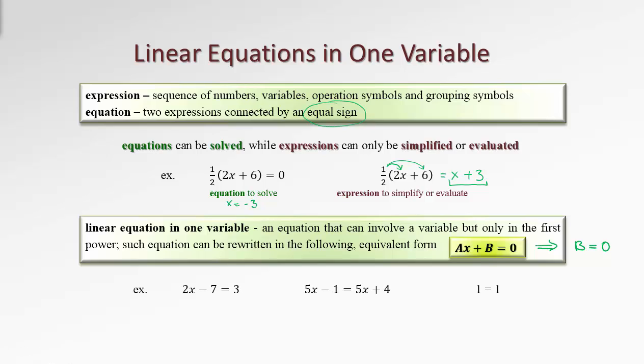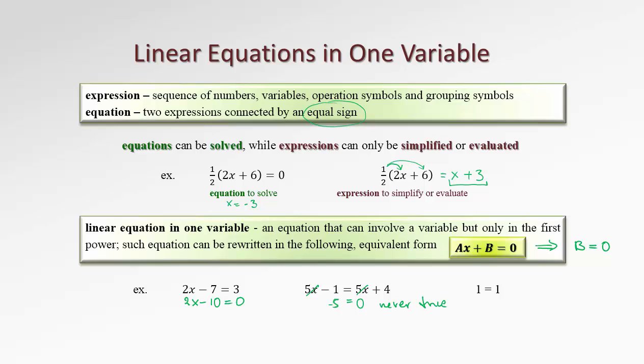Let's see some examples of a linear equation. 2x minus 7 equals 3. Obviously, we could subtract the 3 from the left-hand side, obtaining 2x minus 10 equals 0, and as you see, this is of the form ax plus b equals 0, so yes, it is a linear equation. Another example, this time if we move all the terms to the left-hand side, the 5x will cancel each other, and then we'll end up with -5 equals 0. Well, it's still a linear equation, however, this equation is never true.